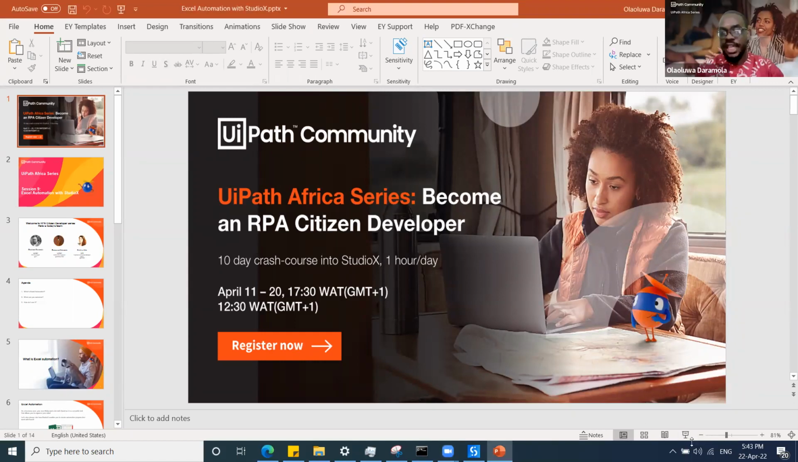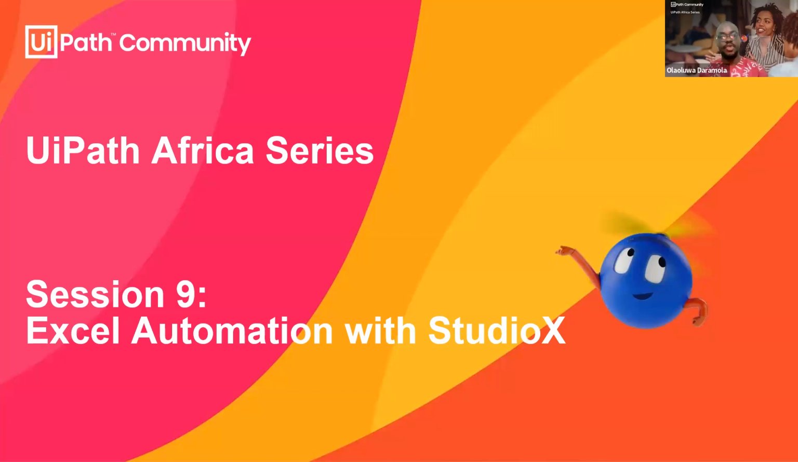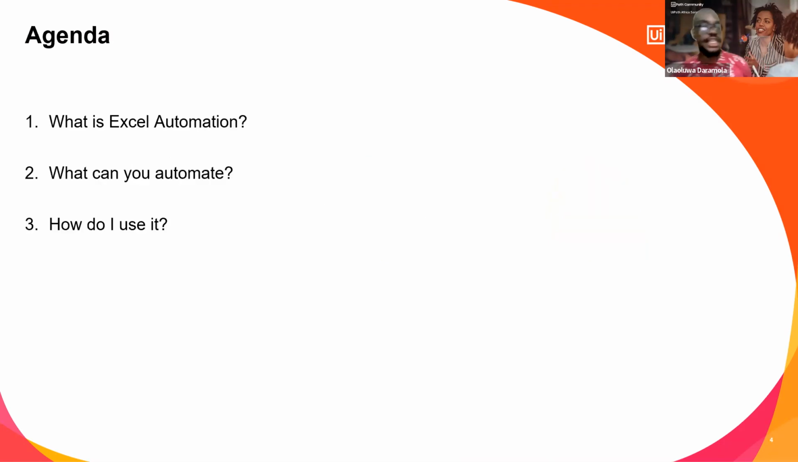Okay, so just like I've said, welcome everyone once again. Congratulations on making it to the penultimate day of our UiPath Africa series. And in today's session, we'll be working through Excel automation with StudioX. My name again is Olaoluwa Daramola, and thanks to Emmanuel Kolawole, our co-host and facilitator for this Africa series. It's been really fantastic. So on today's agenda, we'll be looking at what is Excel automation, what can you automate, and then lastly, I'll be showing you how you can use Excel automation to build out automated processes.